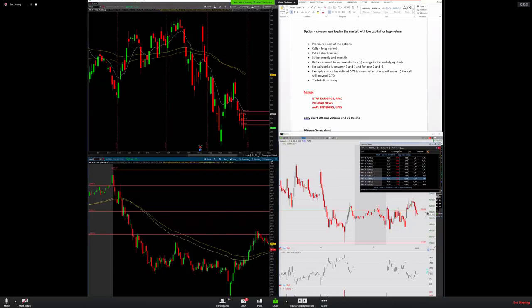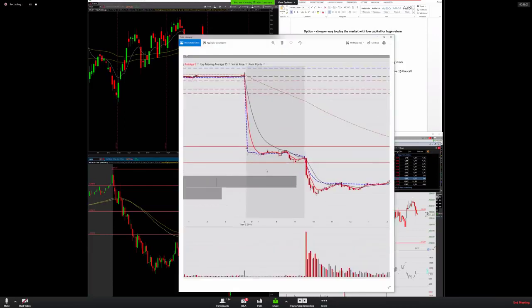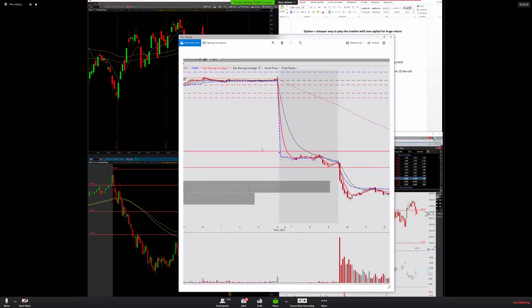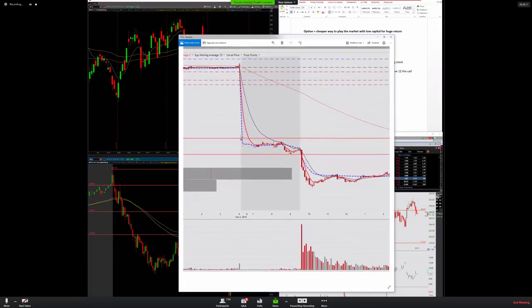Another thing I want to show instead is another setup. And for me, it's an A+ setup. When I see this kind of setup, I tend to load the boat. So this was PBYI, 2nd November, okay?